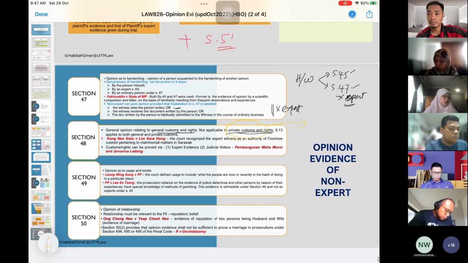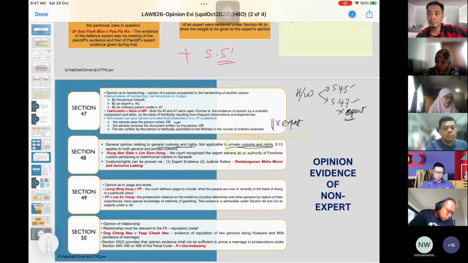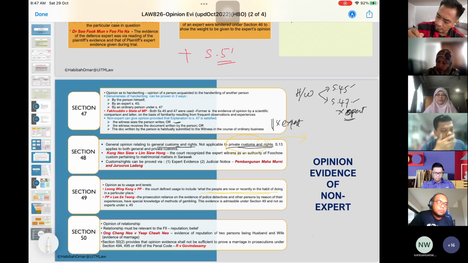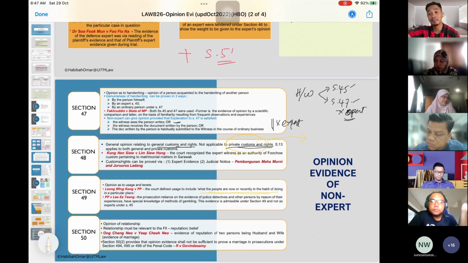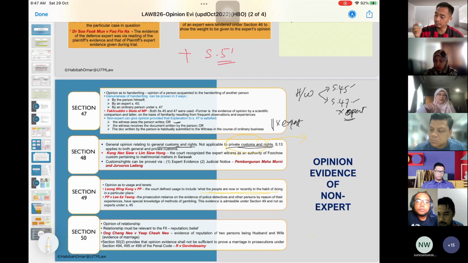Section 49 talks about opinion as to the usage and tenets. Now, usage and tenets refer to what the people are now recently in the habit of doing. So this is a newly emerged custom. Right? The culture when we were young, as children, was different, and now the culture is different. So the game of teng-teng was what we played in our childhood. Now the culture is playing computer games. So you are talking about the change of custom in a community, something new that the people are now in the habit of doing.